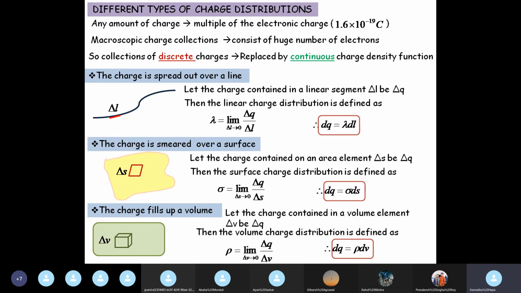So three kinds of charge distributions: linear charge distribution, surface charge distribution, and volume charge distribution. And if you remember, when we were doing vector analysis, we studied three kinds of integration: line integration, surface integration, and volume integration. This is why you were taught the three kinds of integration, because you might have to find the total charge on a linear distribution, or for a surface distribution, or for a volume distribution.